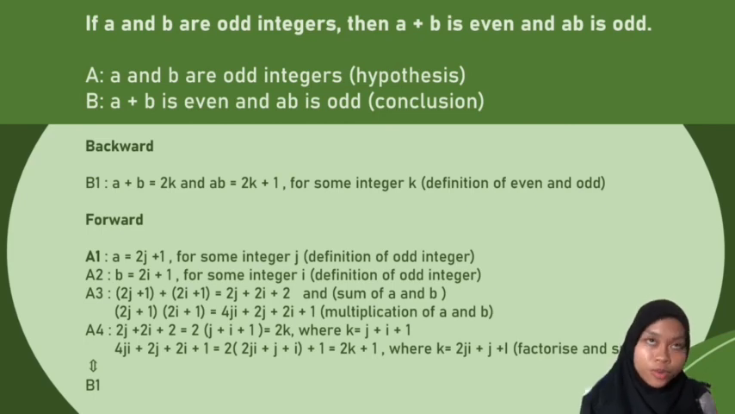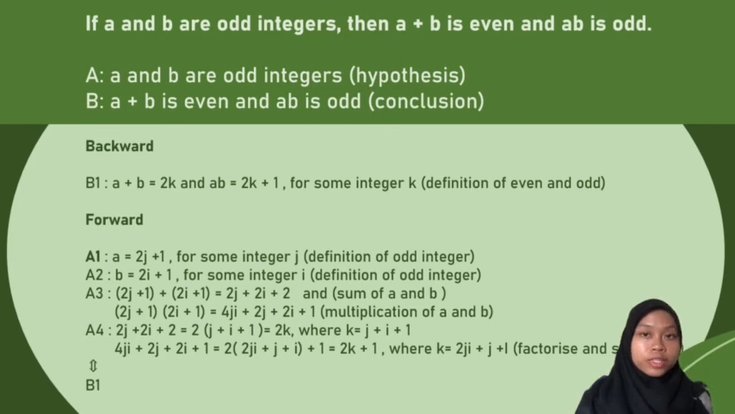To start with the forward process, we will write A equal to 2j plus 1 for some integer j and B equal to 2i plus 1 for some integer i as A1 and A2 respectively. Furthermore, in A3, we will substitute the variables A and B from A1 and A2 as shown. For the last step, we are going to factorize and substitute the variable as written in the A form. Therefore, B1 is proven.